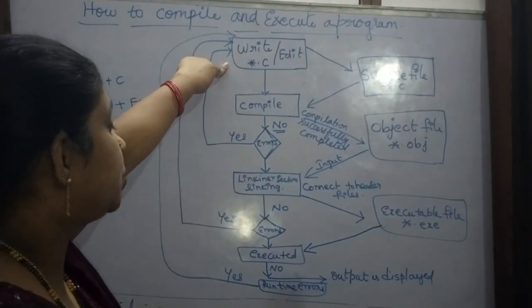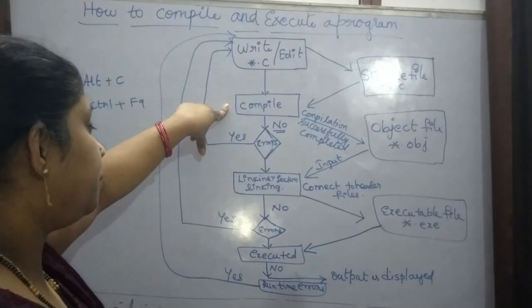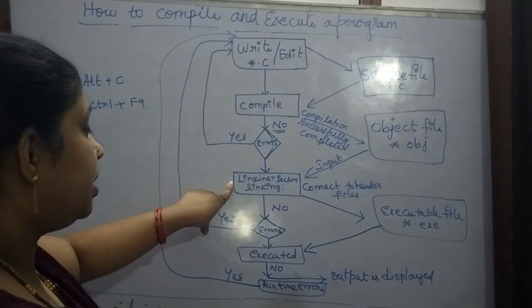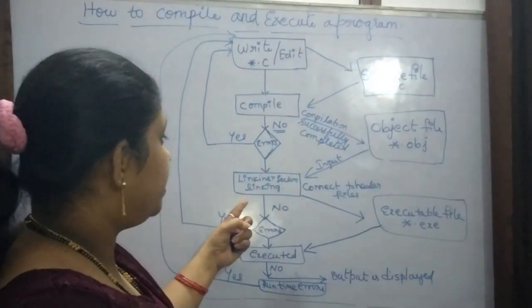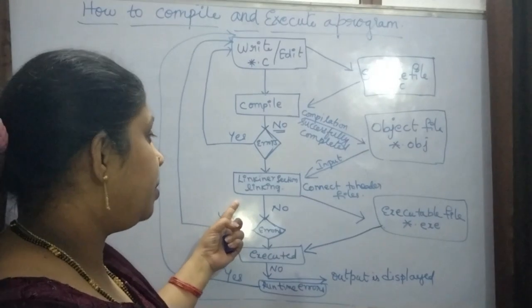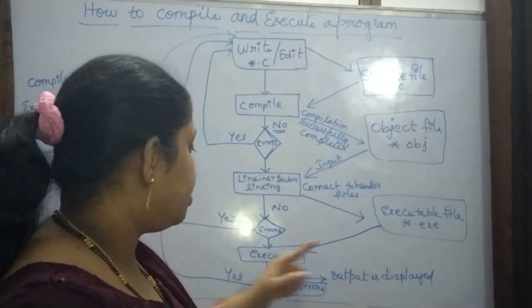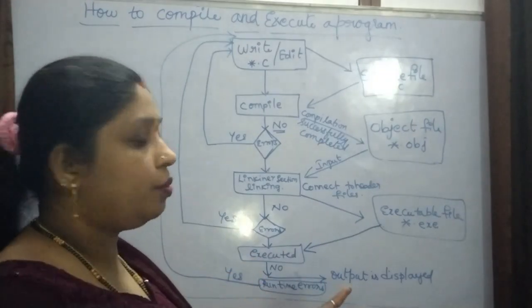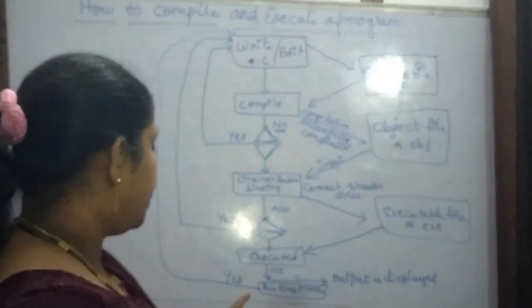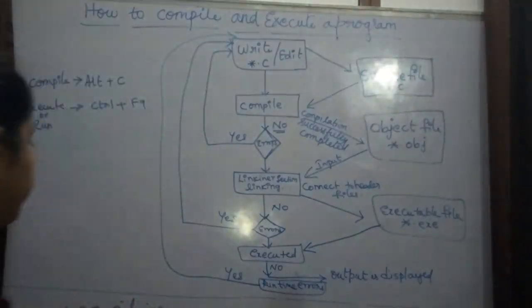First you have to write the source code. The compilation will go on here. After compilation, the object file is generated. This object file is taken by the linker section as input, and then it will give out the executable file. This executable file is executed here. If no errors are there, output is displayed. If errors are there, again it goes to the source code.